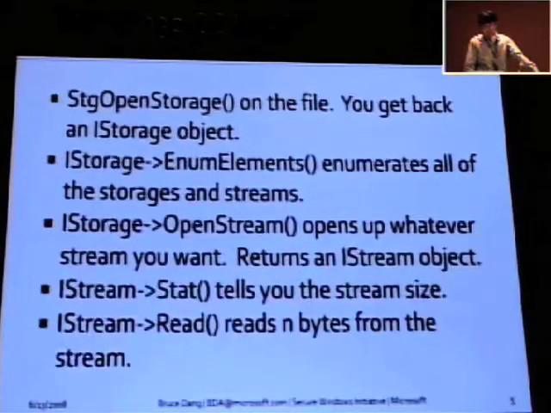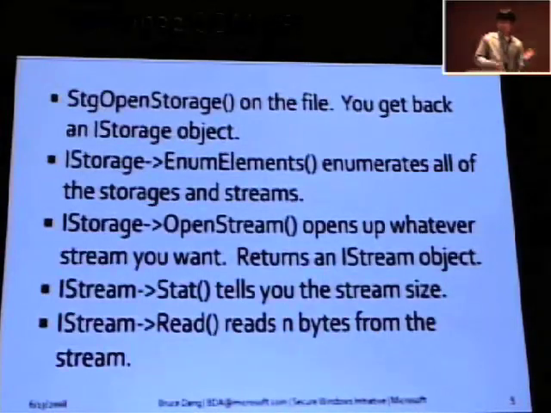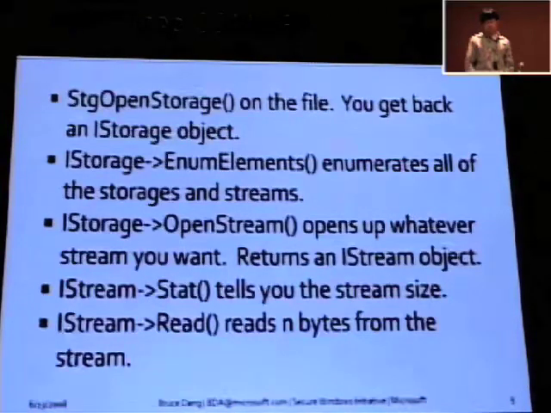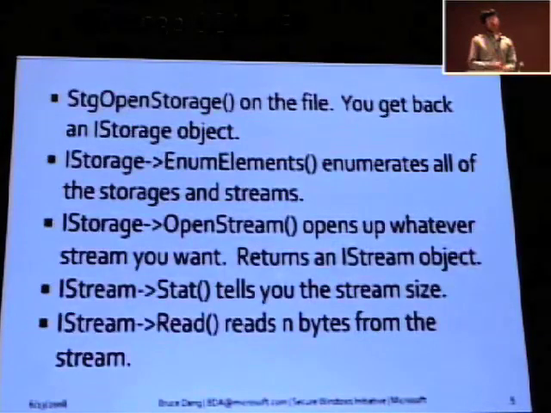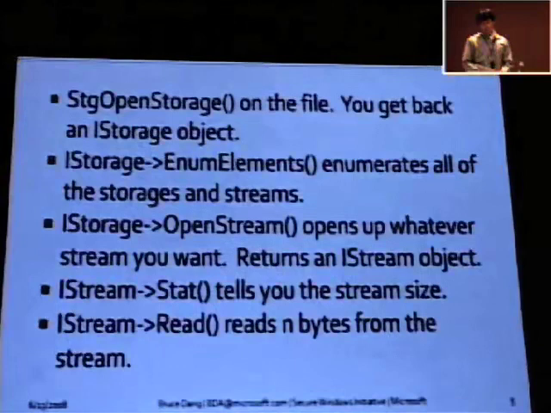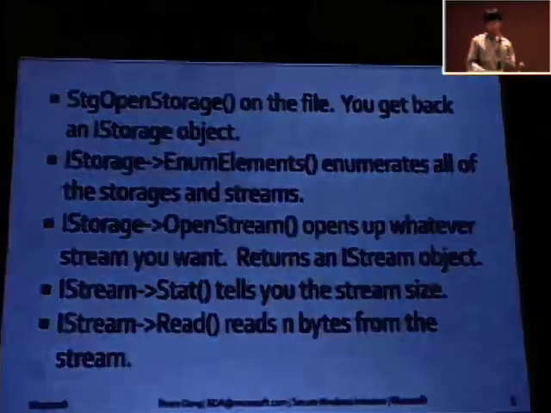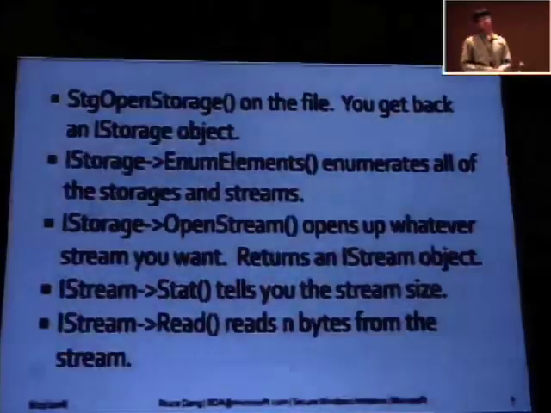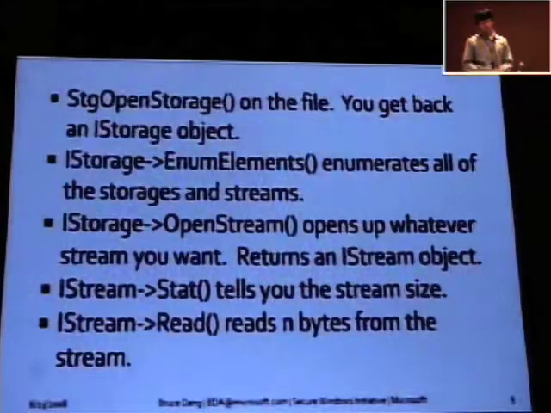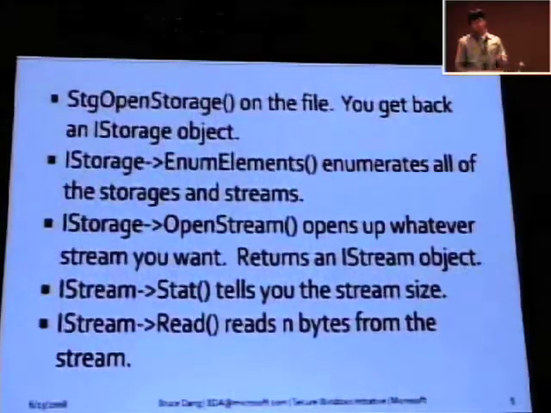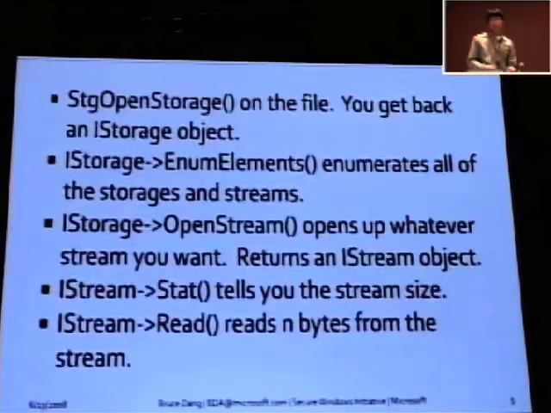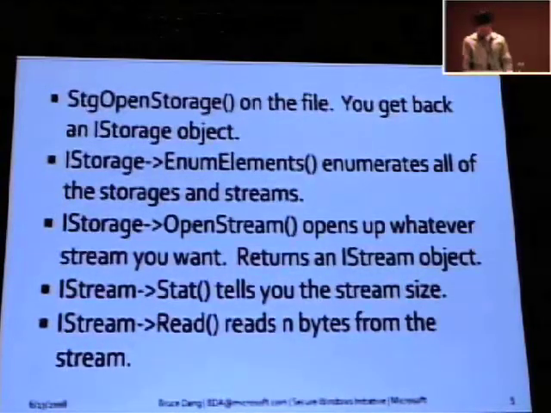All you do is call StgOpenStorage on the file, and you tell it what kind of permissions you want, read, write, access, and so on. Then you get back an IStorage object, and you enumerate through all the elements, which basically enumerates through the storages and streams. When you find a stream that you want, you call OpenStream on it, and it returns an IStream object. Then you call Stat on it and you get the stream length. You can do Read, and after that Read and Write to that stream. So it's very similar to open, fstat, read, and so on.